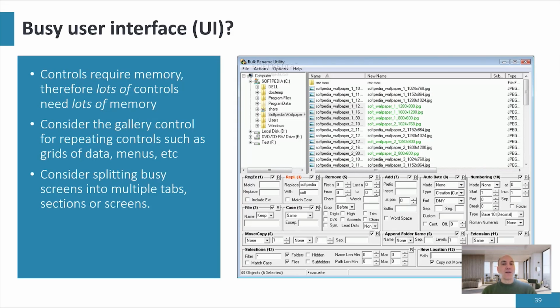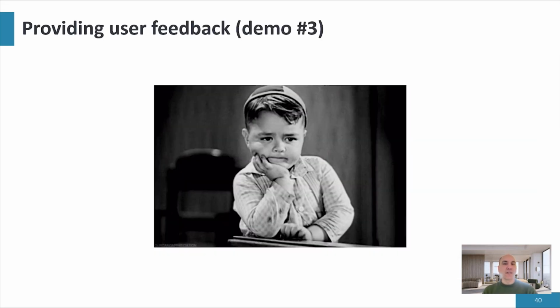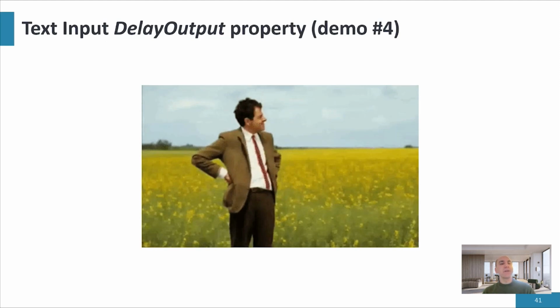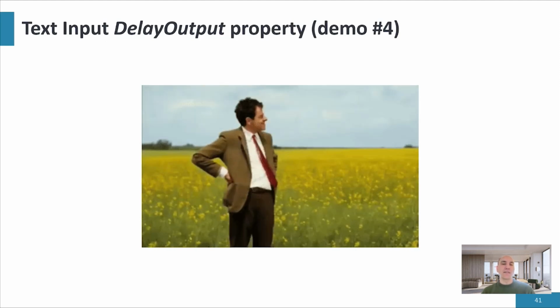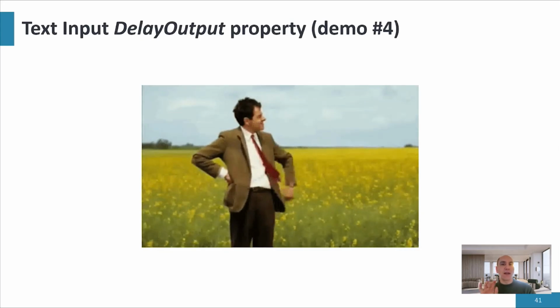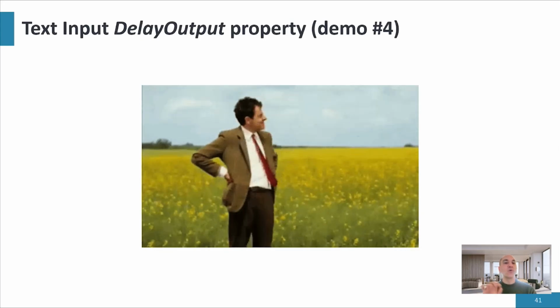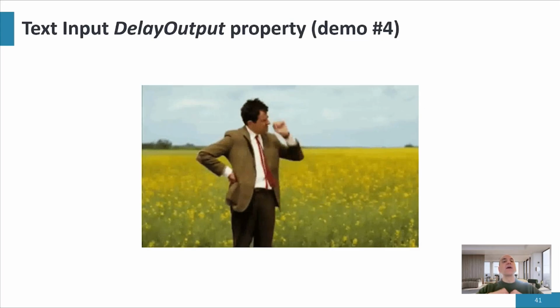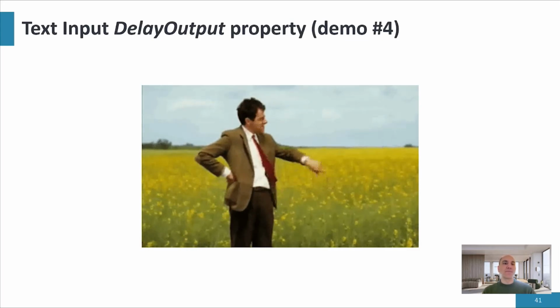There are things as well, I won't go through the demo just now, but we can use things like progress bars just to give that feedback to users if it's going to take a few seconds, just to let them know, hey, the app is working on this. And then we can use things like delay output in the text input control to actually say, do we want an instant response to this query as we're typing in the search box? Or do we want to wait for the user to finish typing and then perform that data query?